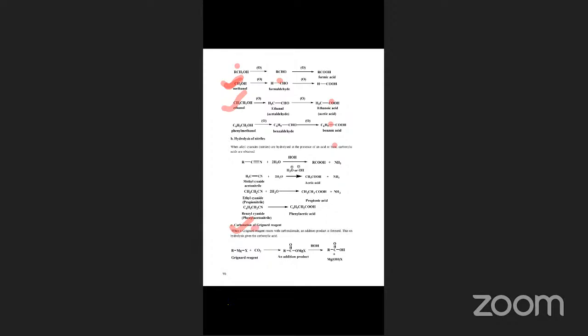When Grignard reacts with carbon dioxide, an addition product is formed. This on hydrolysis gives carboxylic acid. The reaction takes place like this: C double bond O is carbon dioxide, here R MgX, R minus MgX plus. R MgX is nothing but Grignard reagent. This is the electrophilic carbon. R minus attacks in this place. Now the bond shifts towards O, so O becomes negative.